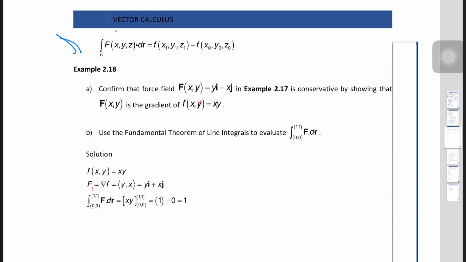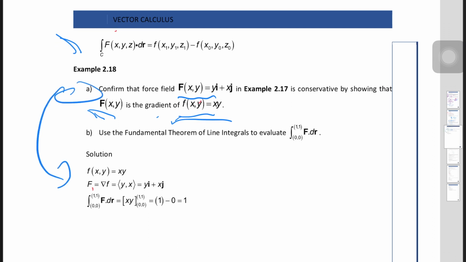Confirm that the field F(x,y) equal to yi plus xj in example 2.17 is conservative. So kita kena tunjukkan dia punya F ni adalah conservative, by showing that F(x,y) is the gradient of f(x,y) equal to xy. Jadi kita tunjukkan dia konservatif by menggunakan formula ni, F is the gradient of f(x,y) equal to xy. Okay. B. Use the fundamental theorem of line integral to evaluate F dot dr from (0,0) to (1,1). Okay, jadi kita nak tunjukkan yang pertama dulu lah, A ni.